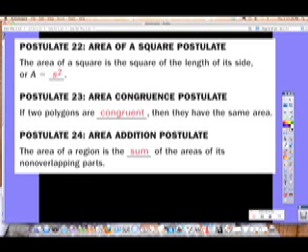Okay, this one is saying if two polygons are congruent, they have the same shape, then they'd have to have the same area. I hope that makes sense too. It's the same thing, they have the same area. And then last one, you can always add up areas.